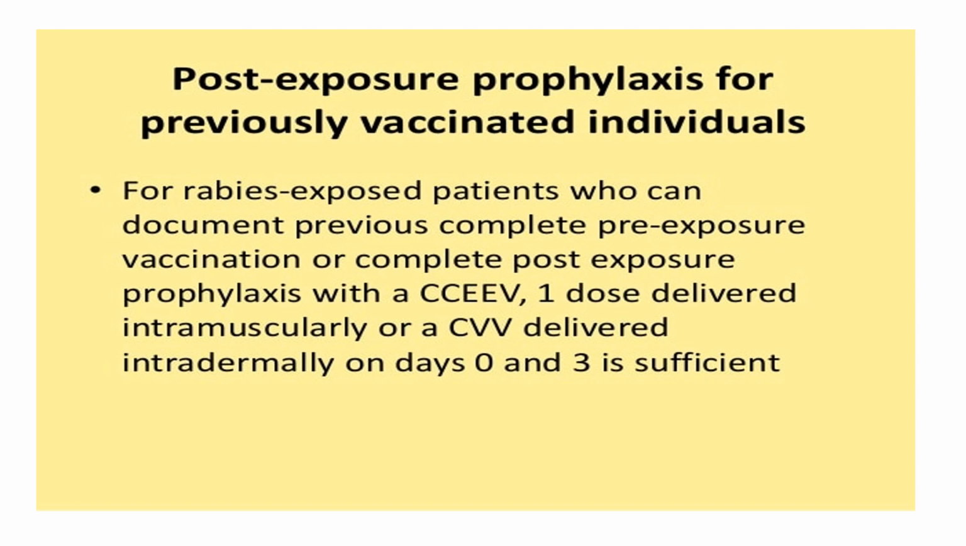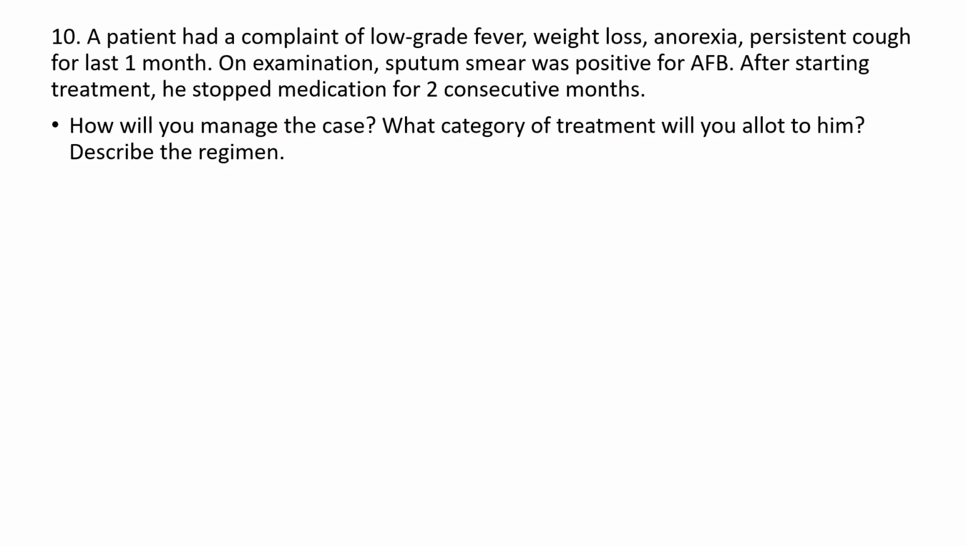It is also good to know the post-exposure prophylaxis for the previously vaccinated individuals because the card might read that the person was previously vaccinated. So for rabies exposed patients who can document previous complete pre-exposure vaccination or complete post-exposure prophylaxis with a CCEEV, that is the cell culture egg-based vaccine, 1 dose delivered intramuscularly or CCEEV delivered intradermally on days 0 and 3 is sufficient.